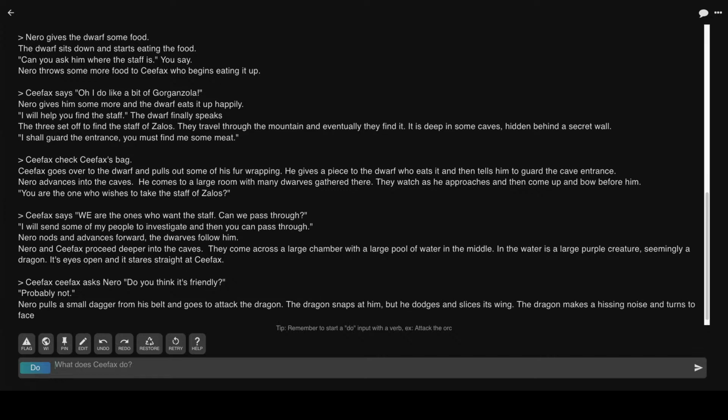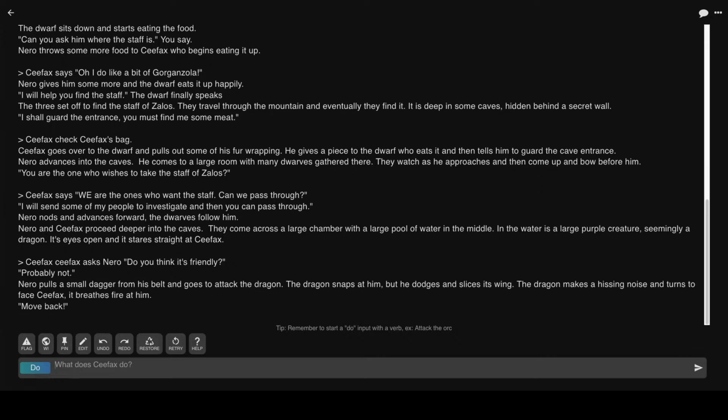The dragon snaps at him, but he dodges and slices its wing. The dragon makes a hissing noise and turns to face Cefax. It breathes fire at him. "Move back."